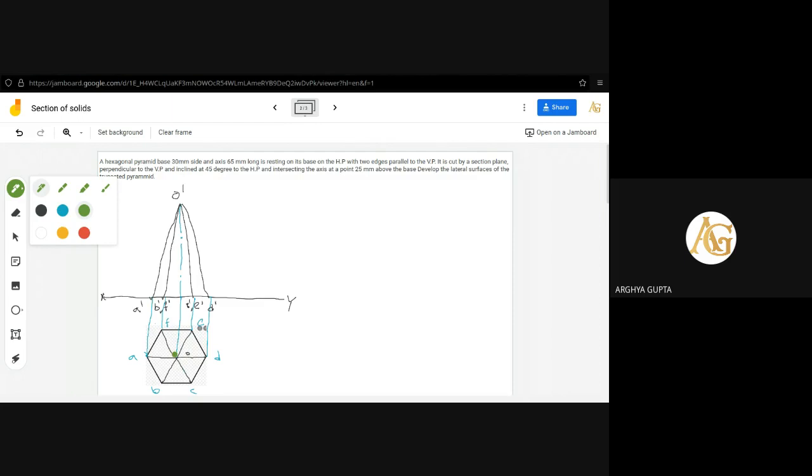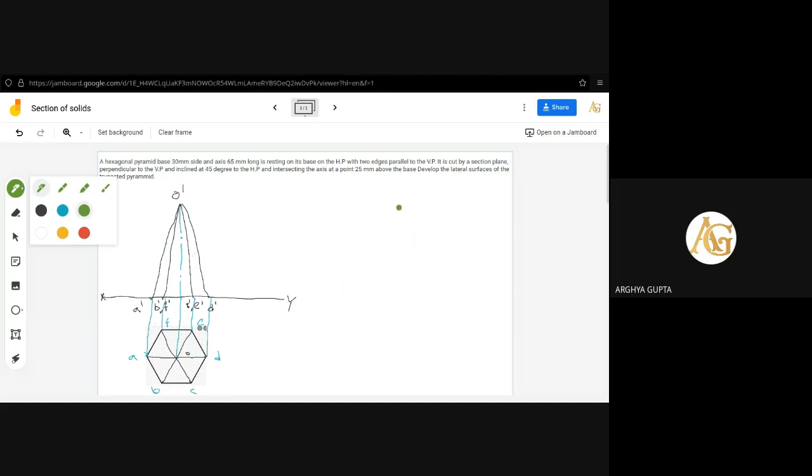But among all the slant edges, only OA and OD are parallel to the ground line or parallel to the vertical plane. OF, OE, OB, and OC are not parallel to the vertical plane or ground line, but OD and OA both are parallel to the vertical plane, isn't it? So the front view of those two slant edges will be the true length of the slant edge. Okay, so the front view of OA is this much, or the front view of OD is this much. So this will be the true length of the slant edge, either OA or OD. So both are the same length.